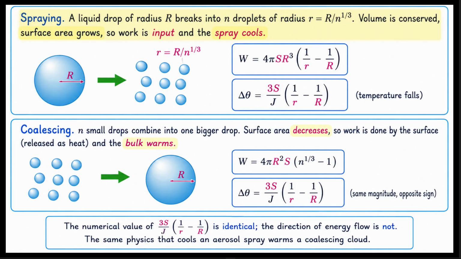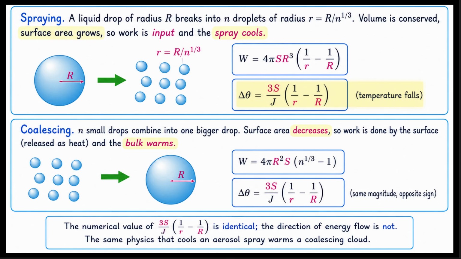Now a beautiful contrast that often catches students out. The situation of spraying a liquid and the situation of coalescing droplets are governed by the exact same algebra, but the energy sign is opposite. In spraying, one big drop of radius R breaks into n droplets of radius r equal to R over n to the 1/3. Volume is conserved, total surface area grows, so work is being put in. The expression is 4 pi S R cubed times the difference of 1 over r and 1 over R. The temperature change of the bulk is delta theta equals 3S over J times that same difference, and the temperature falls.